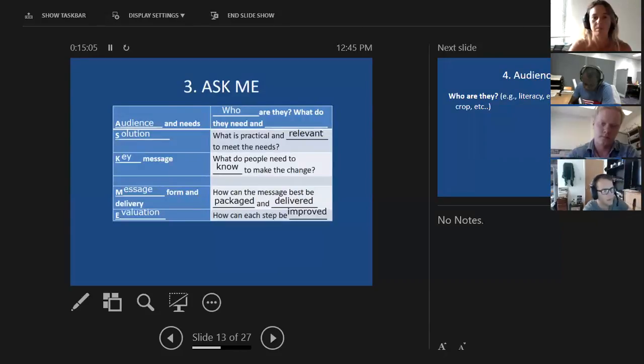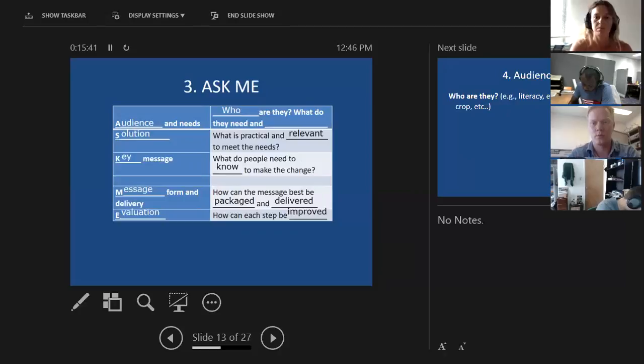So for the audience needs, it's who are they and what do they need and want? The solution: what is practical and relevant to meet the needs? The key message: what do people need to know to make the change? Not what's interesting, but what do they actually have to know? Then the message: how can the message best be packaged and delivered? And then the evaluation is about how can we improve each step.